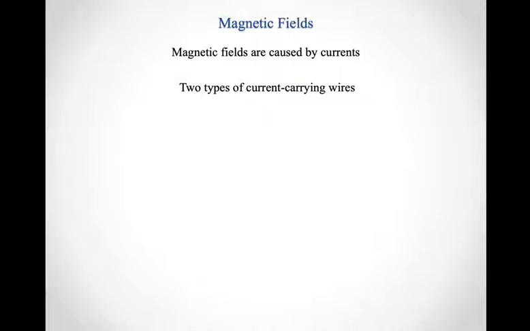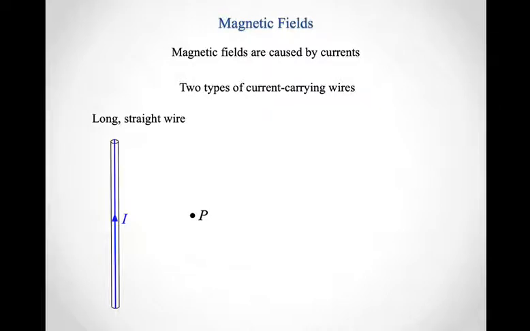When we talked about the magnetic force, we introduced the idea that magnetic fields are caused by currents. And so for this class, there are two types of current carrying wires that we're going to focus on when thinking about the magnetic field caused by those two wires. The first of these will be a long straight wire. And basically we're going to think about this as an infinitely long straight wire.